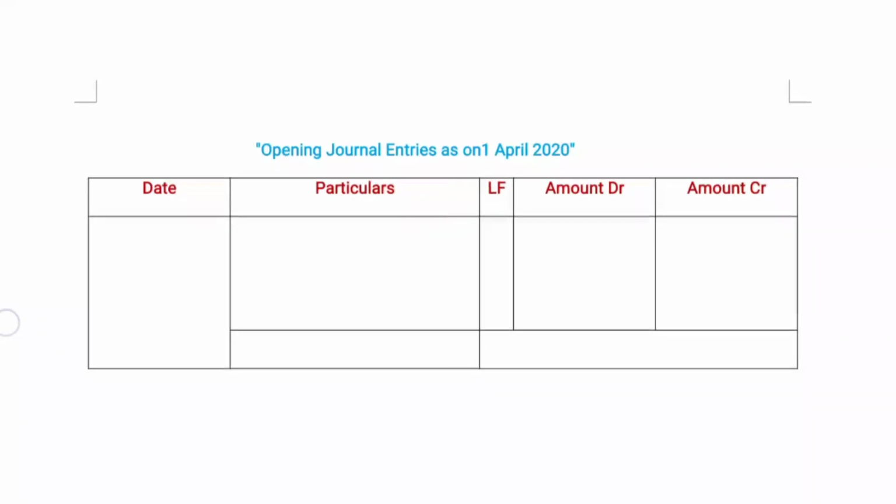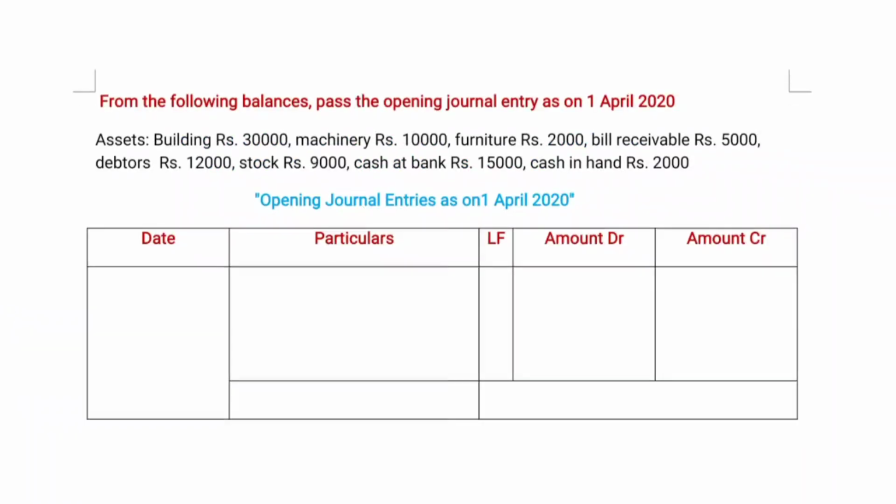Now coming to the given problem, first all assets are posted on the debit side of the journal. The assets are building 30,000, machinery 10,000, furniture 20,000, bills receivable 5,000, debtors 12,000, stock 9,000, cash at bank 15,000, cash in hand 2,000.